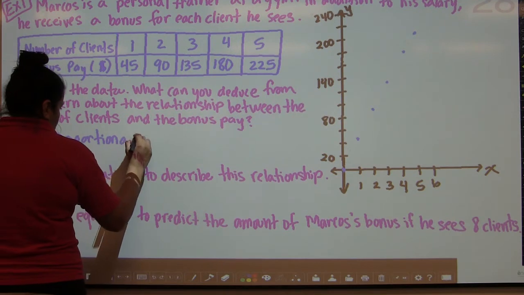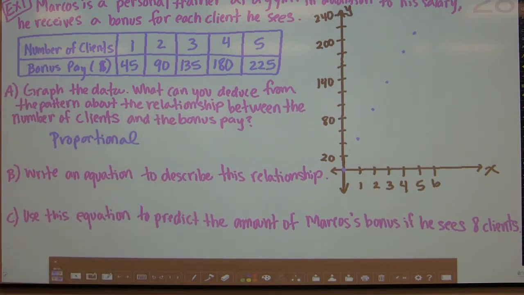Proportion. Oh, there we go. It is a proportional relationship because it passes through 0, 0 and it's linear. Now in part B, you want us to write an equation to describe the relationship, and we've done that in the previous lessons. What we need to do is find our k value, right?